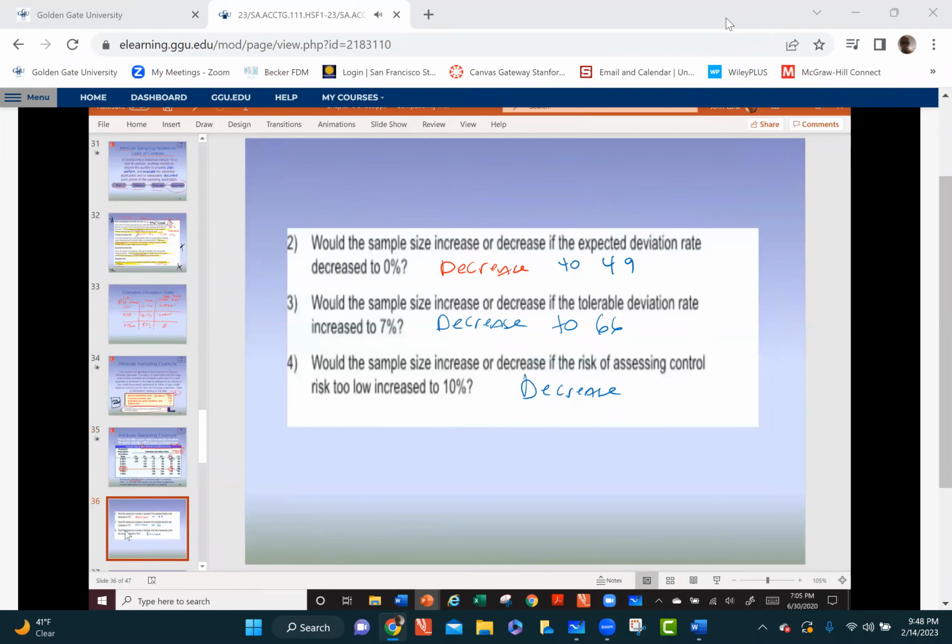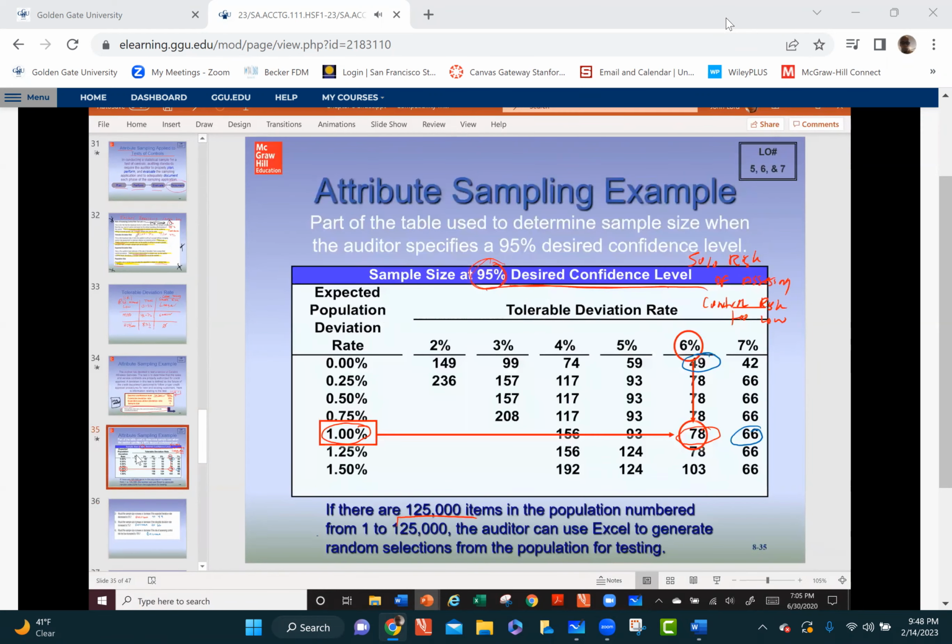Would sample size increase or decrease if the tolerable deviation rate increased from 6% to 7%? Okay, so let's just look at the table. You can see that sample size now would go from 78 down to 66. Why? If I've increased my tolerable deviation rate, that's in effect telling you this control is not as important as some other controls. So I'm not going to look at as many items.